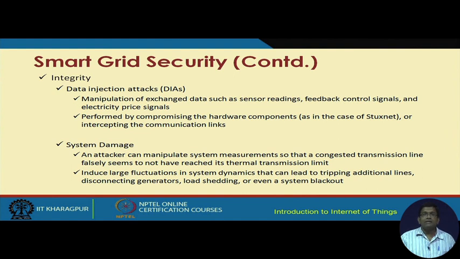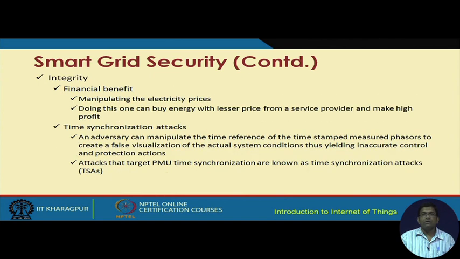An attacker can manipulate the system measurements so that the congested transmission, with falsified data, seems to not have reached the thermal transmission limit. This induces large fluctuations in the system dynamics that can lead to tripping additional lines, disconnecting generators, load shedding, or even a system blackout. So, we can see that the overall system can be damaged if this is not taken care of. This is a very important security concern.